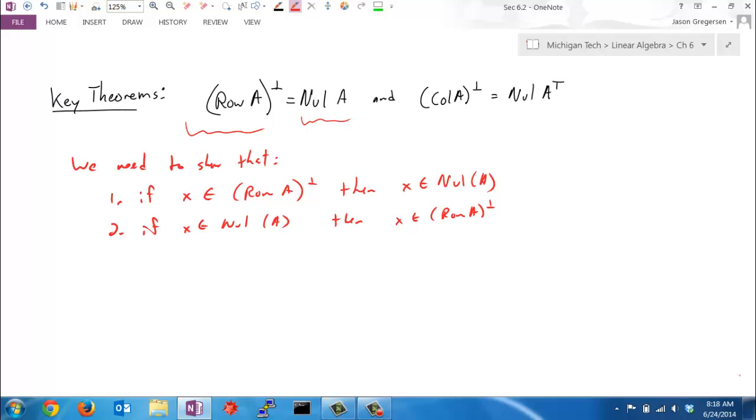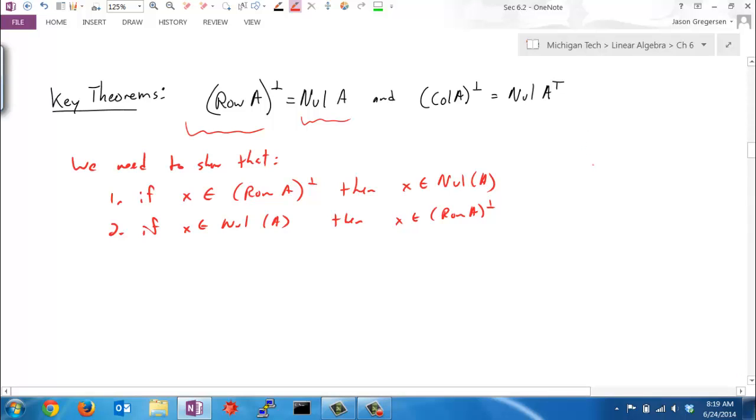Okay. So what does it mean for X to be in the row space of A perp? First of all, what's the row space? I don't think we ever even introduced that. Anyone want to take a guess what the row space is? Just like the column space. Absolutely. The column space is just the span of the columns. Row space is the span of the rows.